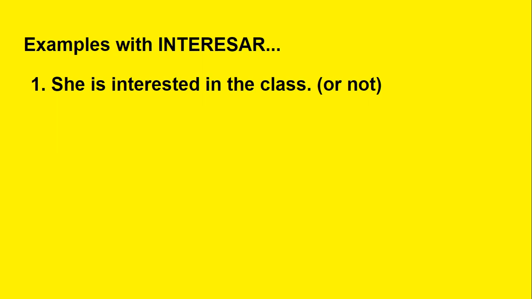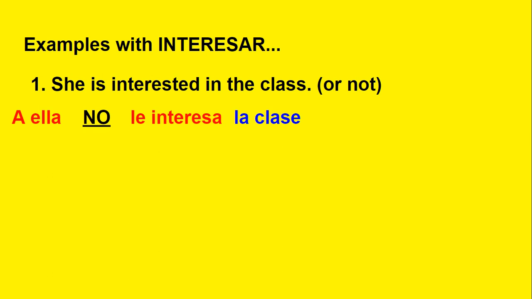She is interested in the class. And I'll give you an example with if she's not. Because it's a she, and it's with le interesa, I have to specify if it's going to be a ella or a él. And it says she, so I say, a ella le interesa la clase. That word in, to be interested in, is included in the verb le interesa. So I don't have to put the word in. So if she's not interested, I say a ella no le interesa la clase.